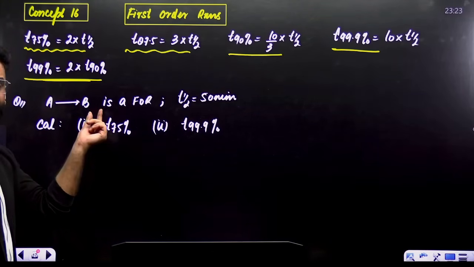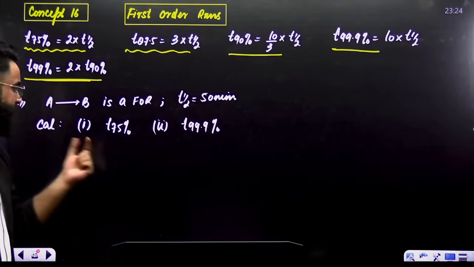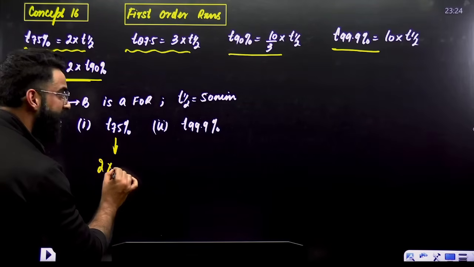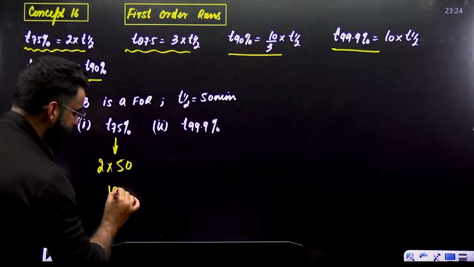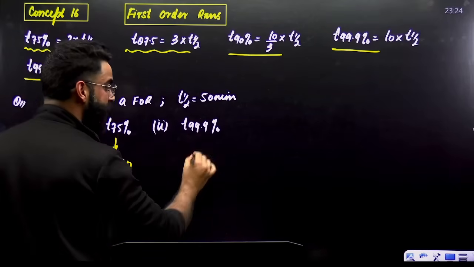Let's say this is the reaction, A gives B. It follows first order kinetics. Its half-life is given. Now, they are asking us to calculate T75. I told you a few minutes back, T75 is 2 times the half-life. 2 times 50, that means this will be 100 minutes. Answer is 100 minutes.